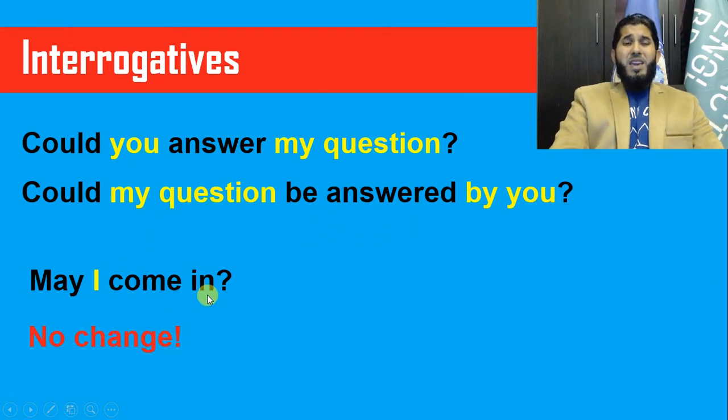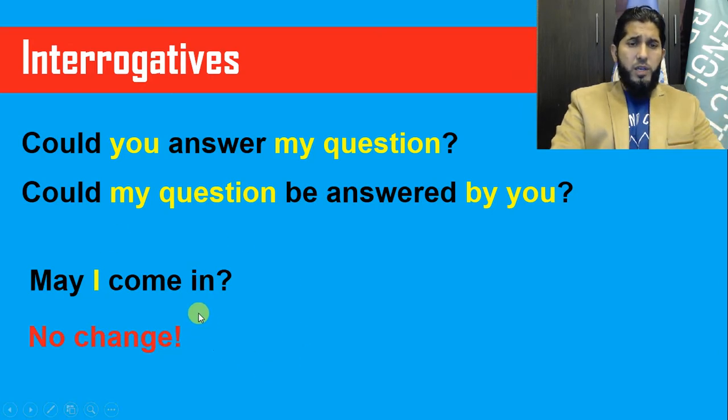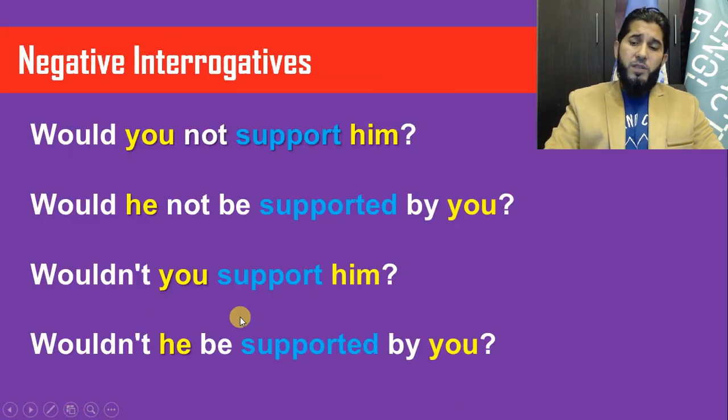May I come in? So no change. Why? Because after the main verb come, here we have a preposition, in. We do not have an object. The word in cannot be an object because an object is the receiver of the action. It should be a noun or object pronoun. So this verb, come, is intransitive, and therefore this sentence is not changeable from active to passive form.